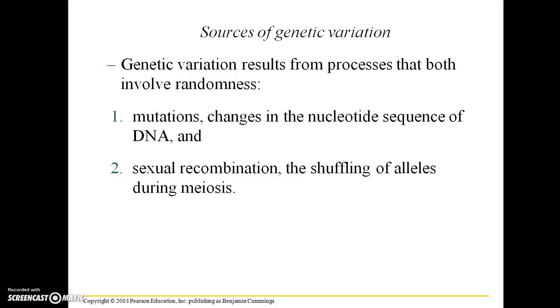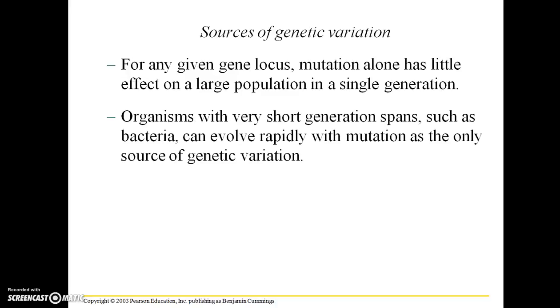As far as sources of genetic variation, we can have genetic variation that results from processes that both involve some degree of randomness. One of those would be mutations, which would be any change in the nucleotide sequence of DNA, and sexual recombination, which I've talked about before, which is the shuffling of alleles during meiosis. For any given gene locus, which is, remember, a location on a chromosome that codes for certain traits, mutation alone has little effect on a large population in a single generation.